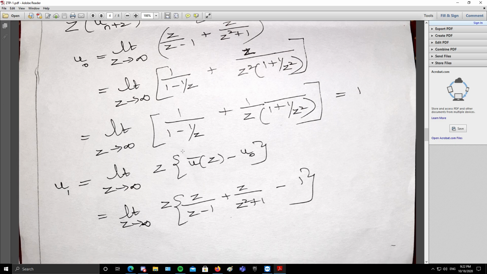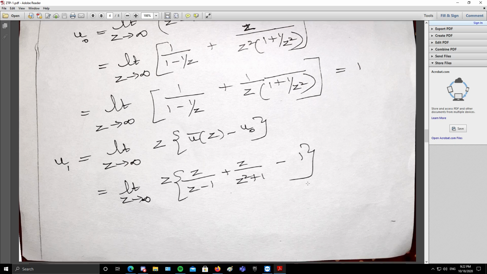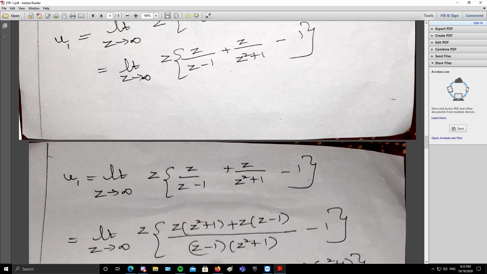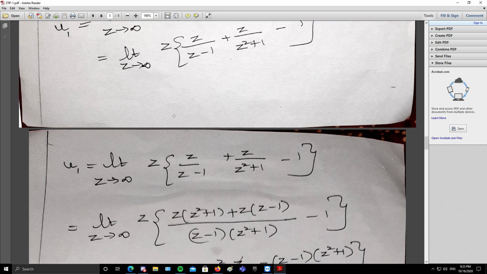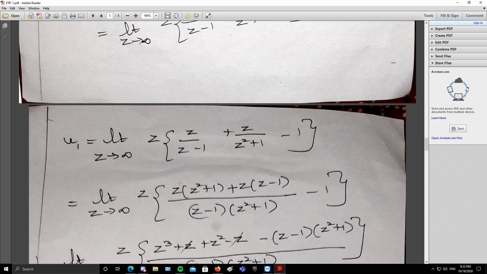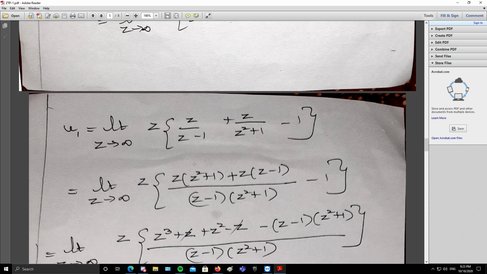Limit as z tends to infinity, z times u bar of z minus u naught. What is u bar of z? Z by z minus 1 plus z by z square plus 1. This is given in the problem. U naught we have got as 1. So we have substituted. Then again it will take up indeterminate form, infinity by infinity. By default it will be indeterminate form, infinity by infinity. So you take the LCM and simplify.